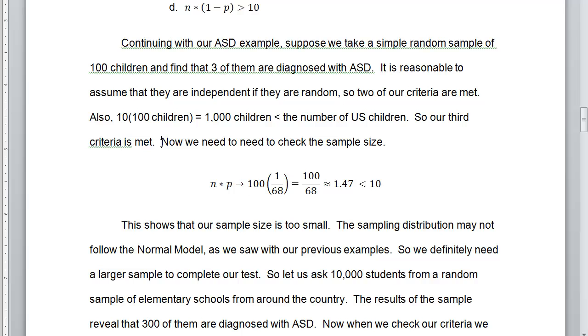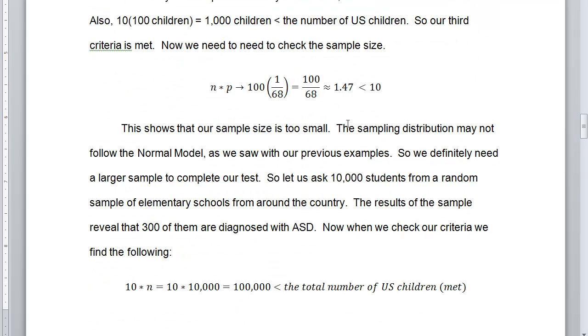Now we need to check the sample size, okay? And so now the sample size times the number of successes, all right? Plugging that in, I'm going to have 100 as my sample size times 1 in 68 gives me 100 out of 68, which is approximately 1.47, which is definitely less than 10. So this shows our sample size is too small. We've got to pick a much larger sample size to get enough yeses so that the normal model is kicked in.